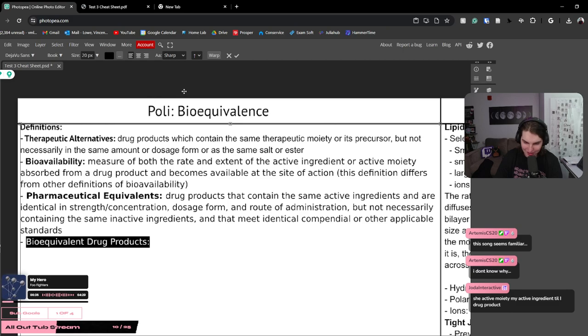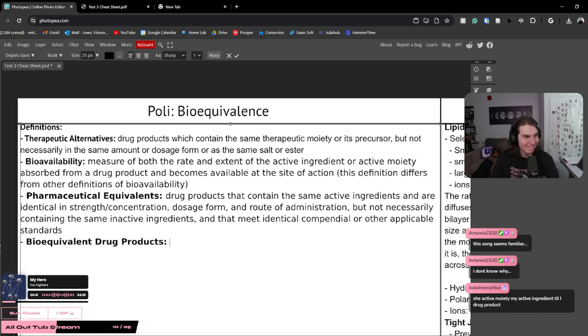She active moiety, my active ingredient till I drug prong. What? What does that even mean?